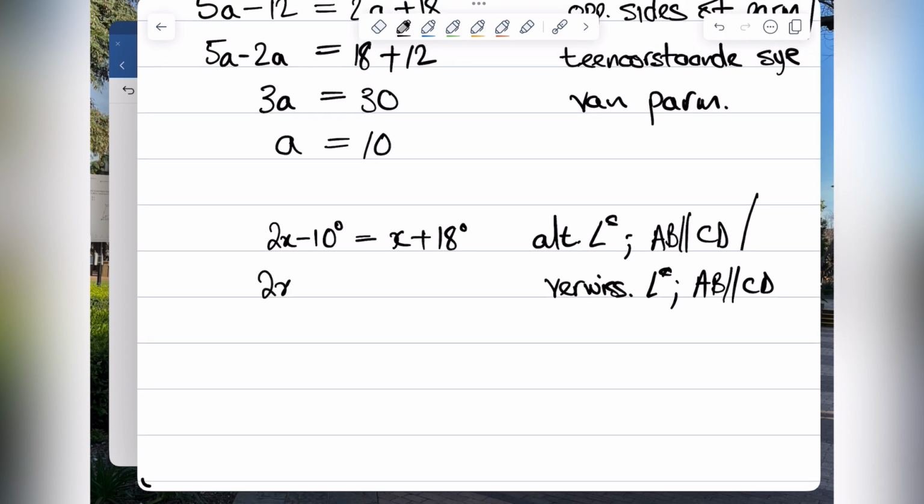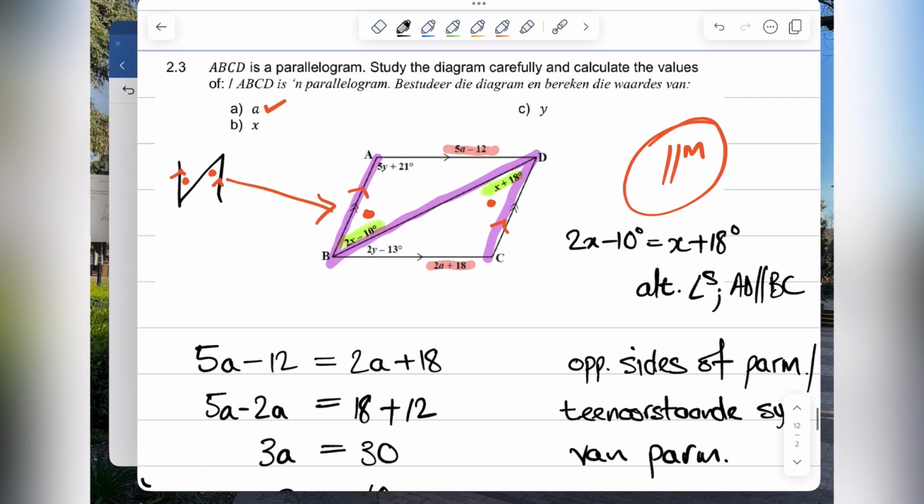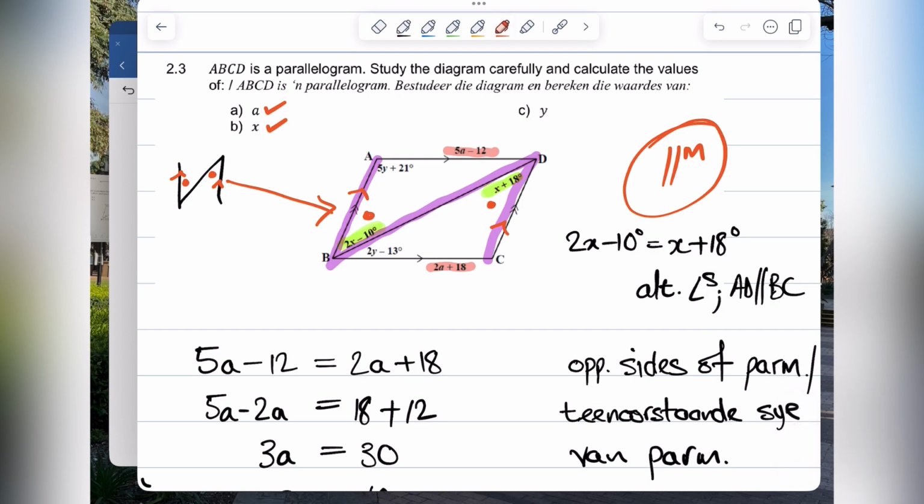Okay, so there we've got our equation, so we can solve for x now. So 2x minus x is equal to 18 degrees plus 10 degrees. We've got then x is equal to 28 degrees. So there we've got our value for x. We have solved for x.